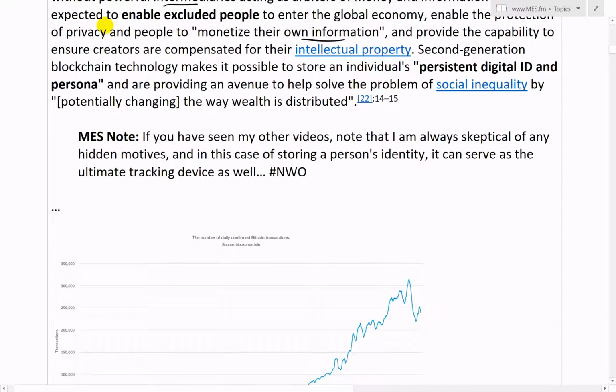Second generation blockchain technology makes it possible to store an individual's persistent digital ID and persona, and are providing an avenue to help solve the problem of social inequality by potentially changing the way wealth is distributed.